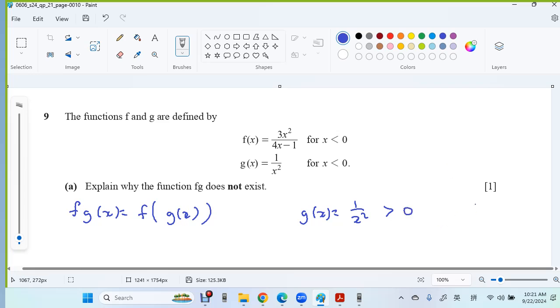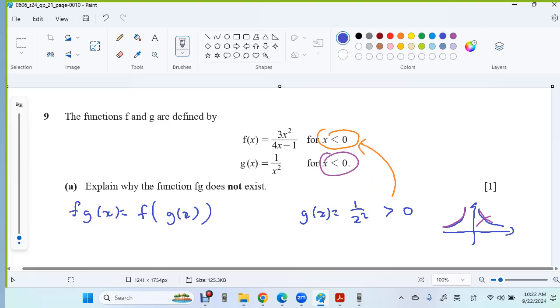The graph for 1 over x squared is this, and the domain for x less than 0 will be this part. So this one we don't have, so this is always greater than 0. But this contradicts with this.